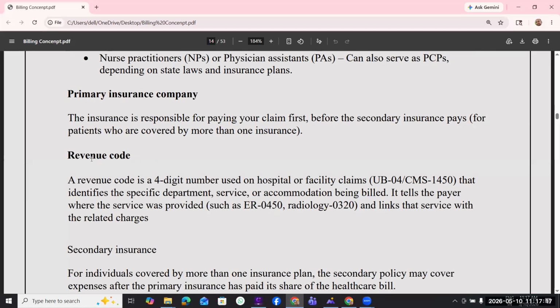Revenue code. What is the revenue code? A revenue code is a 4-digit number used on the hospital or facility claim, like UB-04, CMS 1450, that identifies the specific department, service, or accommodation being billed. It tells the payer where the service was provided, such as ER 0450 or Radiology 0320. These are all examples of revenue codes, which link that service with the related charges. Okay, so revenue code is clear.